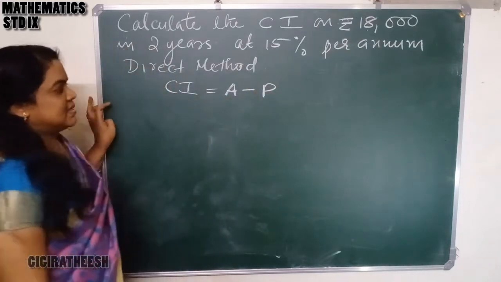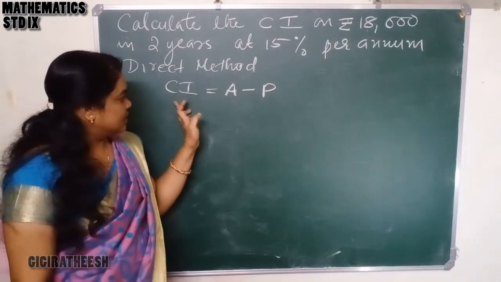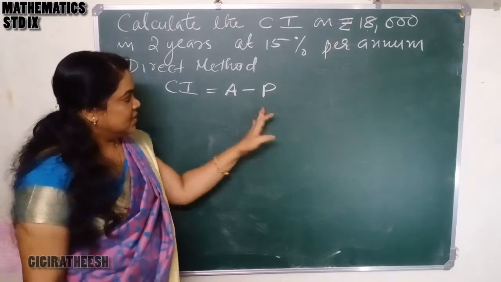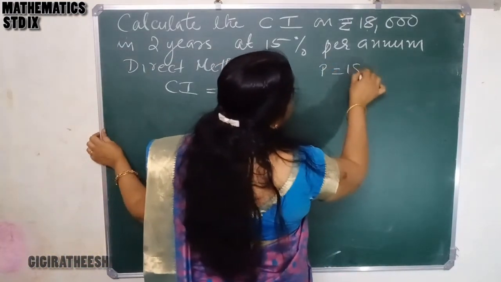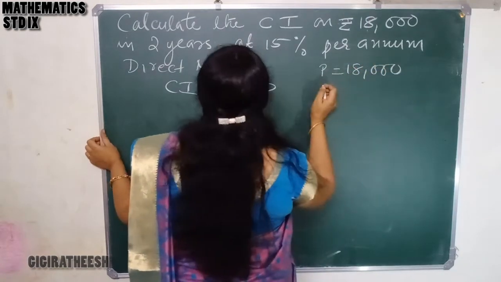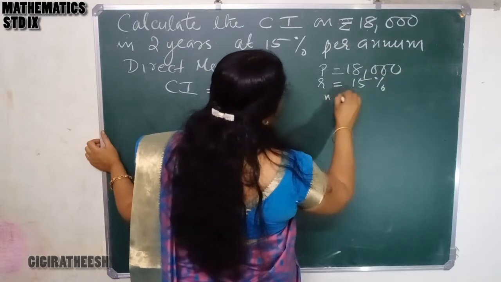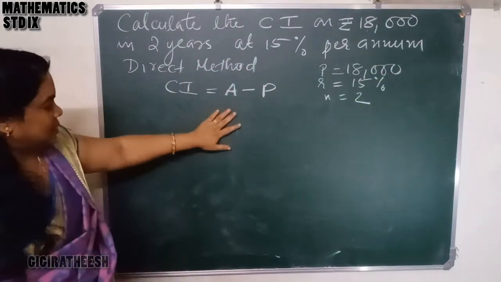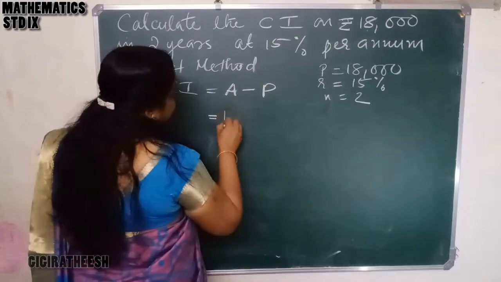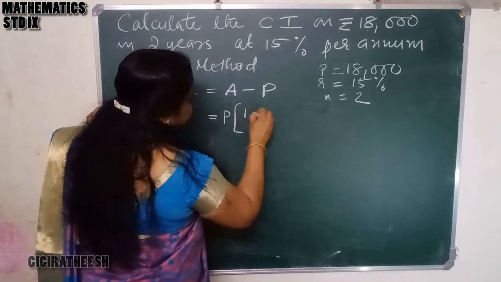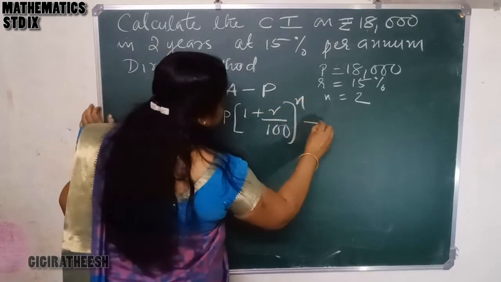We know that CI, that is compound interest, is equal to the amount minus the principal. Here the principal is equal to 18,000, the rate is equal to 15%, and N is equal to 2. What is the formula for calculating A? A is equal to P into 1 plus R by 100 the whole raised to N, minus this P.